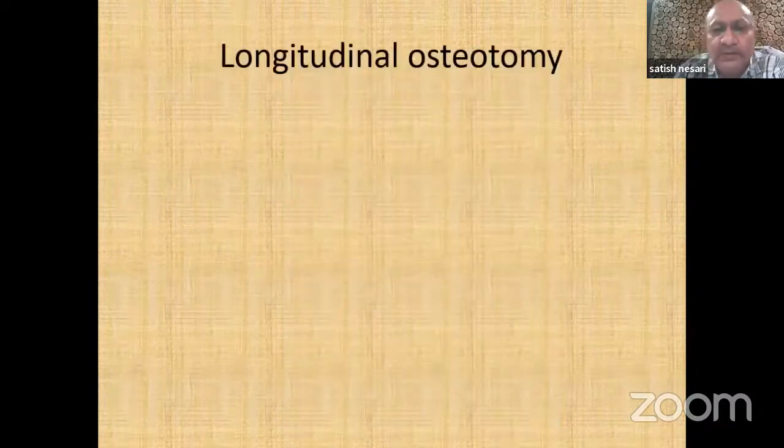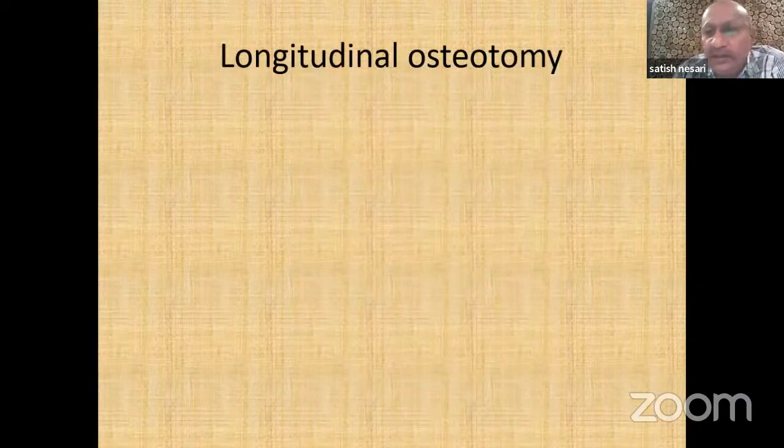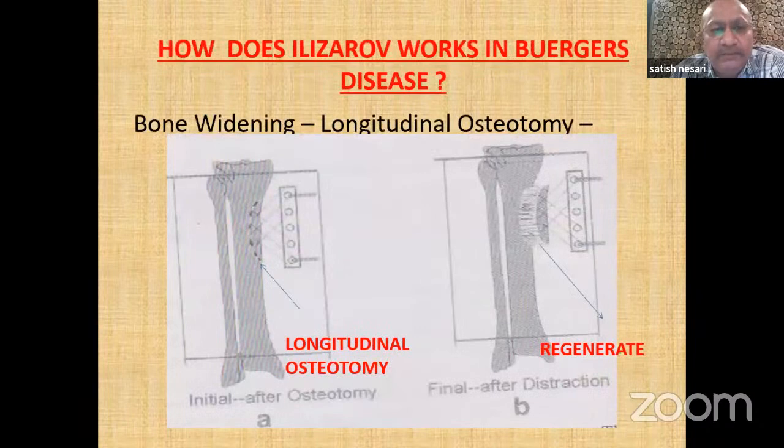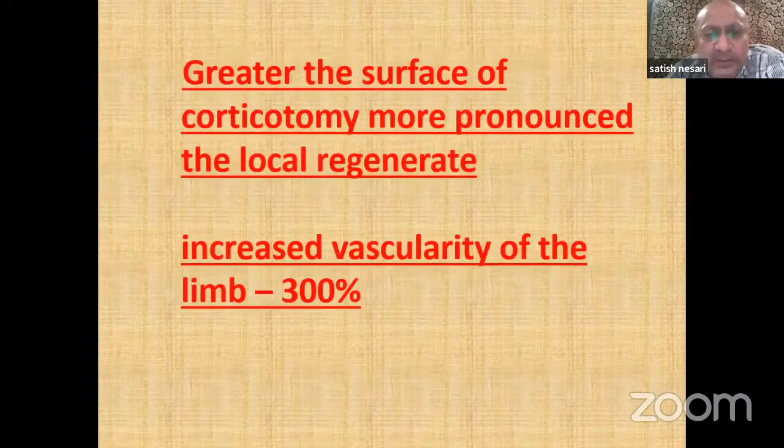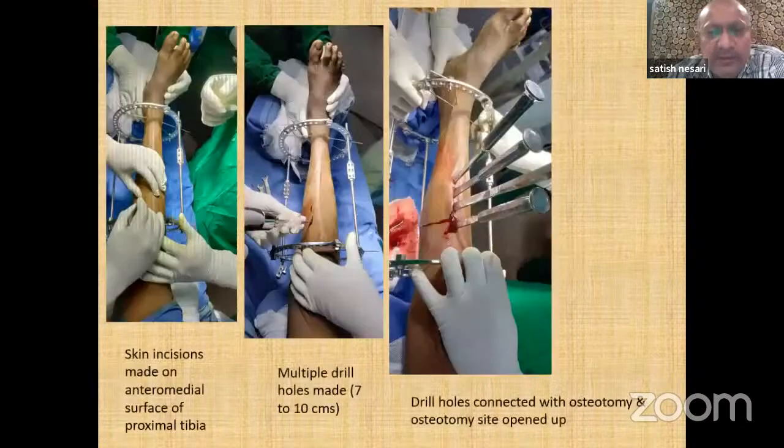So longitudinal osteotomy, also known as TTT, as said by Bari sir. Here we do an osteotomy on the anteromedial aspect of the proximal tibia. By doing this, we increase the vascularity of the limb to 300%. Greater the surface of corticotomy, more pronounced is the regenerate.